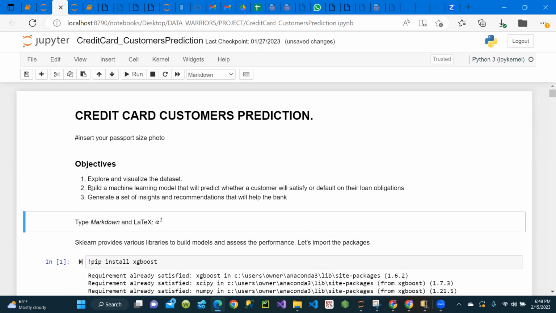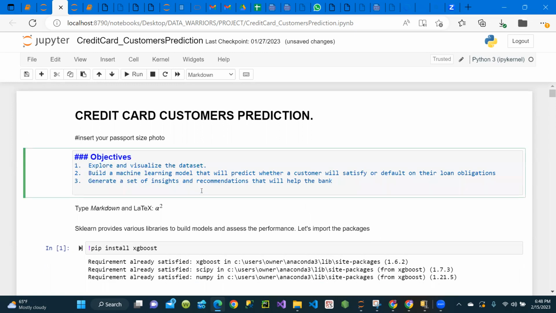So what we are going to do is to explore and visualize the data sets. Build a machine learning model that will predict whether a customer will satisfy or default on their loan obligation, that's right, and generate a set of insights and recommendations that will help the bank improve on its business. So we can change the name of this bank.